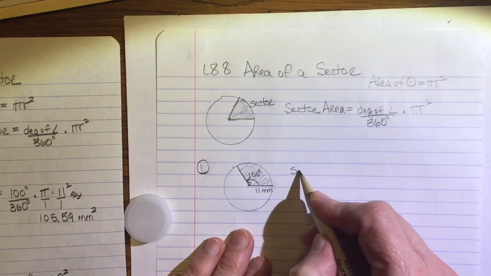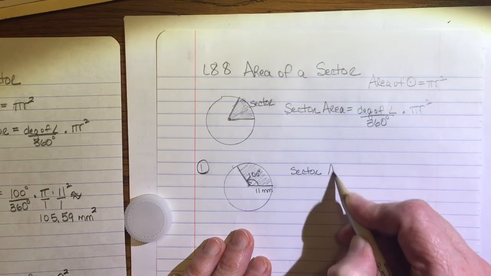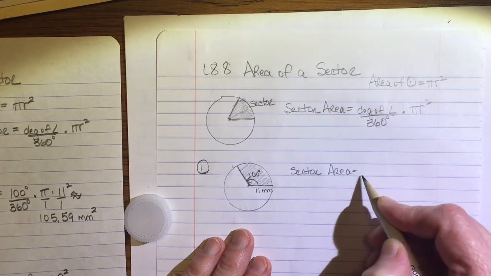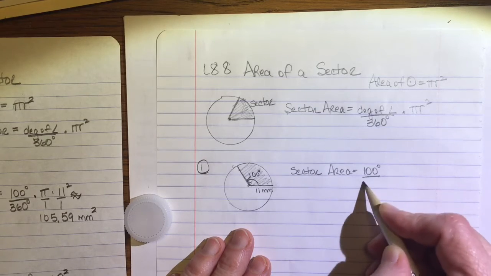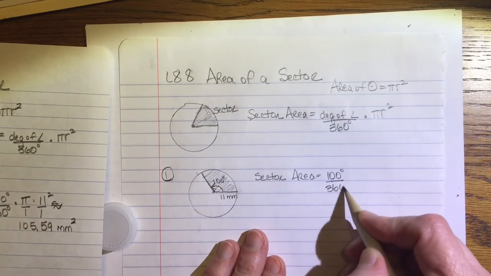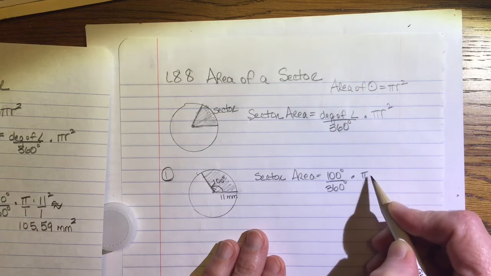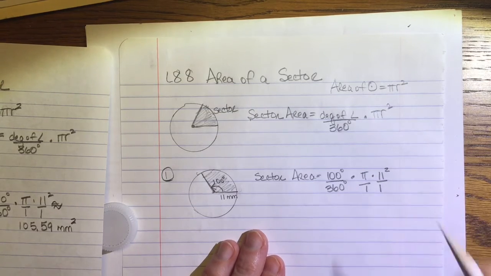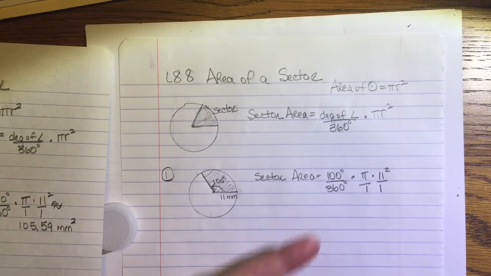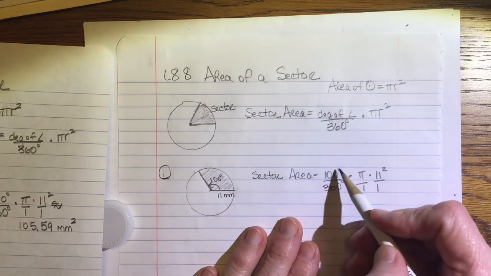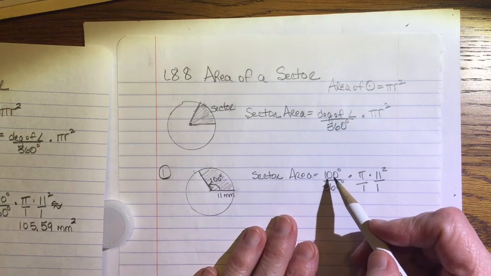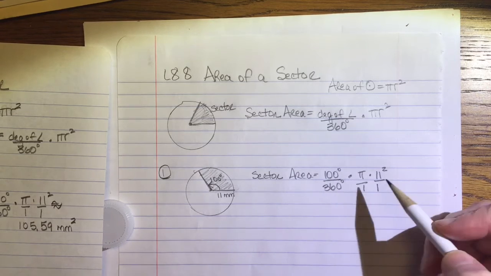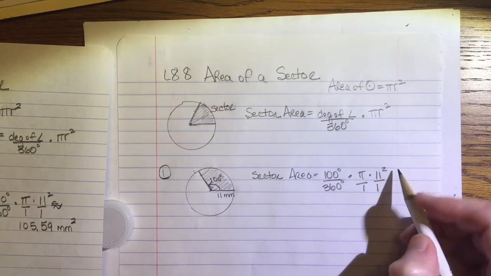So sector area equals 100 degrees over 360 degrees times pi times, and I'm going to write it 11 squared. That's the radius, and I'm going to put ones under those. And actually, you can reduce if you want to. You know, you can divide by 10 and then divide by 2. And this is going to be 121.